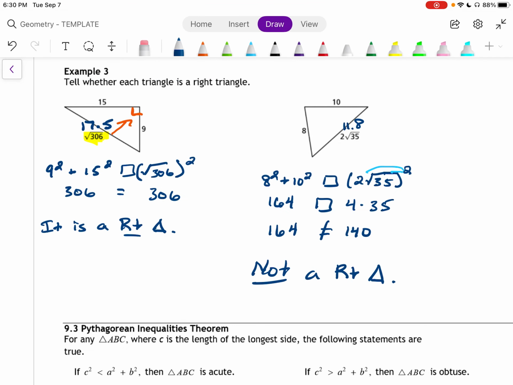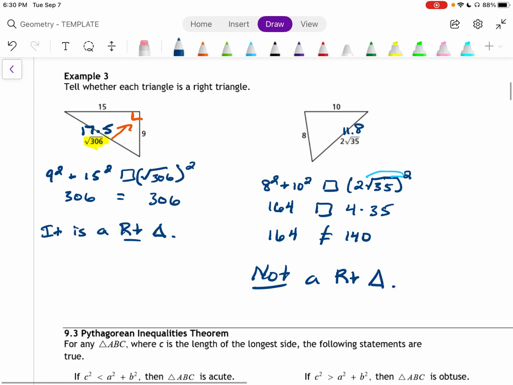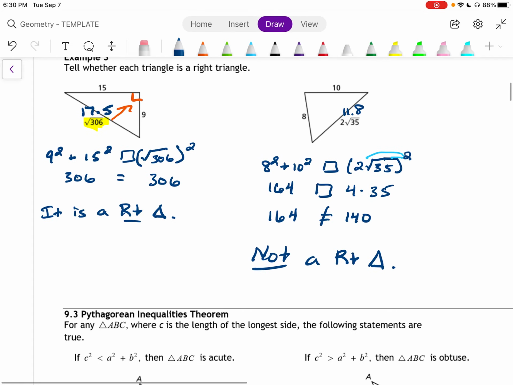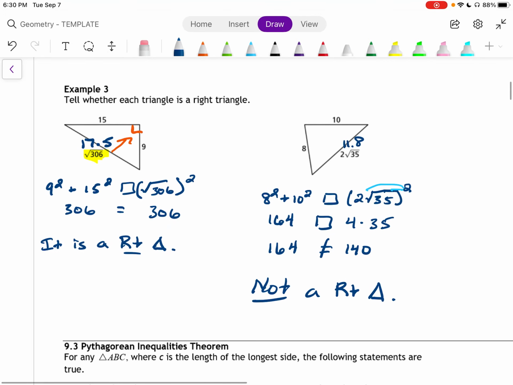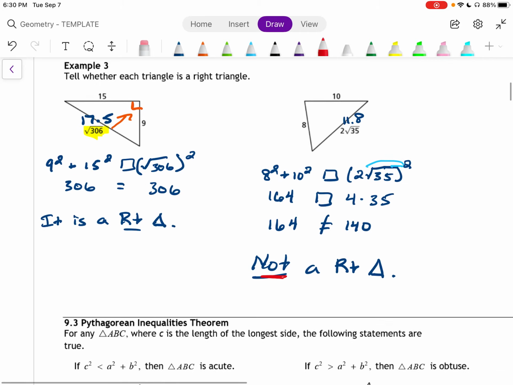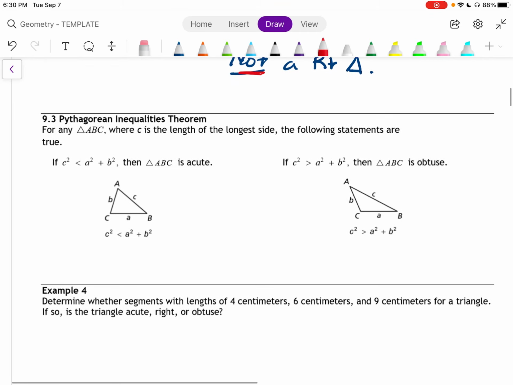Okay? Now from what we know so far, we were able to say that the one on the left was a right triangle, and we were able to say that the one on the right is not a right triangle, right? This next theorem, the Pythagorean Inequalities theorem, is going to let us not only say that this is not a right triangle, but it's going to let us categorize it as an obtuse triangle or an acute triangle, all right? So next up, the Pythagorean Inequalities theorem.